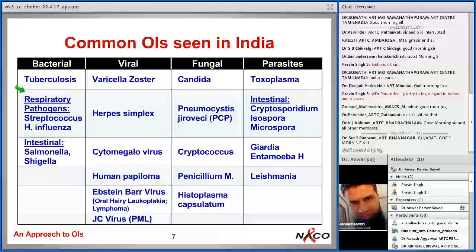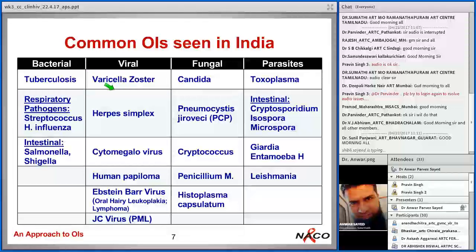In India, there are multiple OIs which are commonly seen. Of course, tuberculosis is on the top. Other respiratory pathogens like streptococcus or influenza, you may see. Then you may see the intestinal organisms like Salmonella, Shigella, which may cause diarrheal diseases.